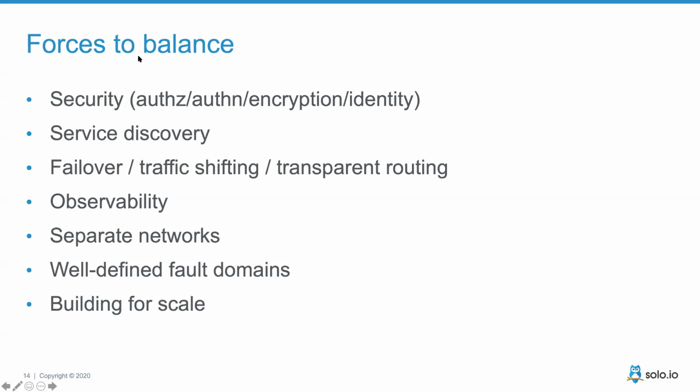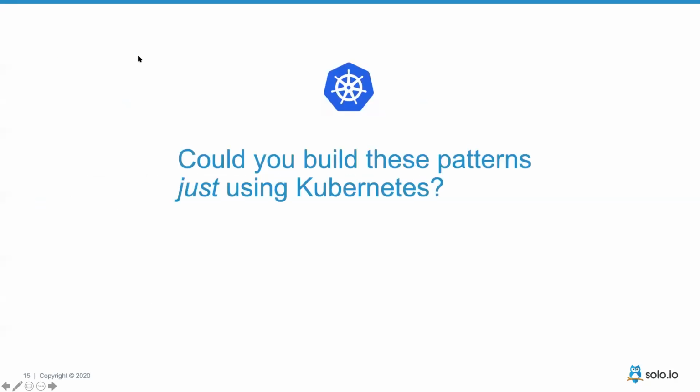And lastly, if we're going to adopt this multi-cluster approach in some of these patterns, then we want to make sure that we don't inadvertently limit ourselves to scale. So if we add more clusters, we're getting a scaling variable along an axis that doesn't start to go down. So could you build these patterns just using Kubernetes? And the answer is yes.